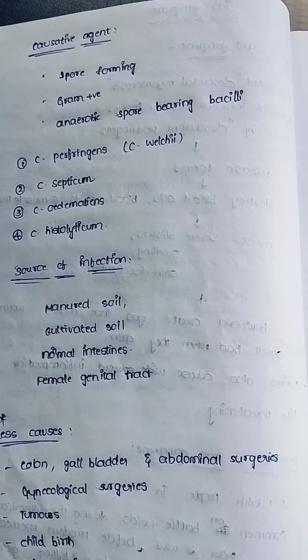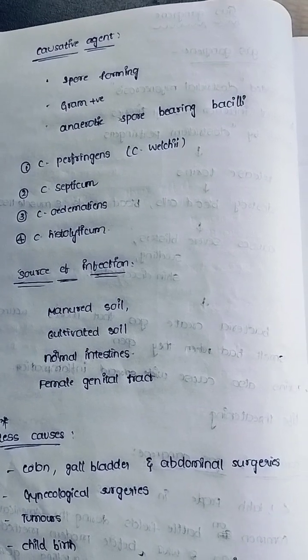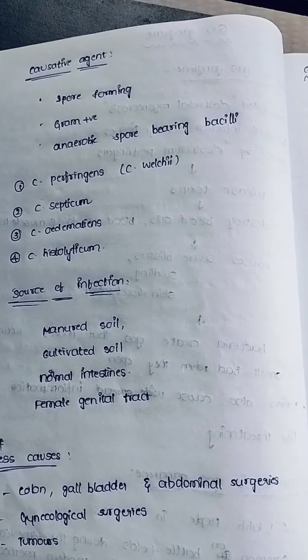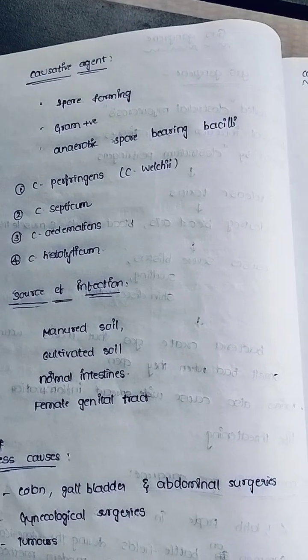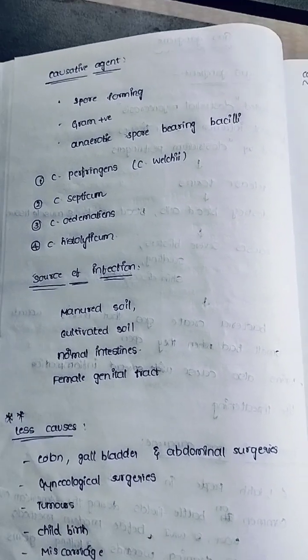And what is the source of infection? The main sources are manured soil or cultivated soil, the normal intestines, or the female genital tract, from where the infection takes place.